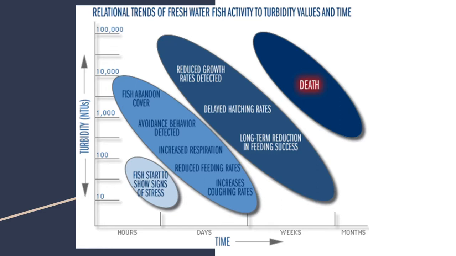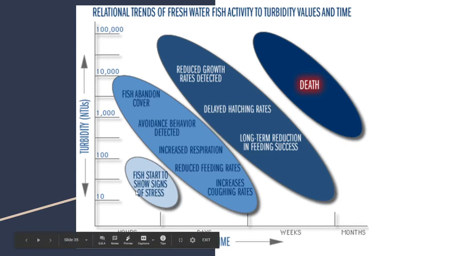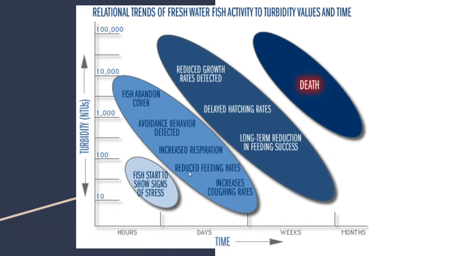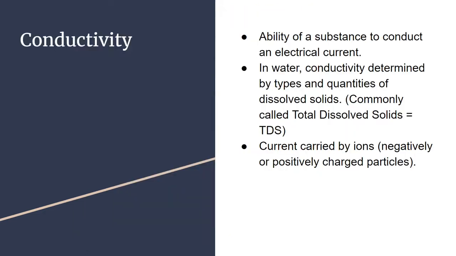Relational trends of freshwater fish activity to turbidity values and time. Fish start to show signs of stress way down here when you have some of that turbidity increasing. Fish abandon cover, increase coughing rates, reduce feeding rates, so we're seeing some problems. Reduced growth rates when we get high turbidity, and even death, because they can't find anything, there's just too much, and it causes some health problems for them. Too much turbidity for long periods of time can be detrimental to a population.